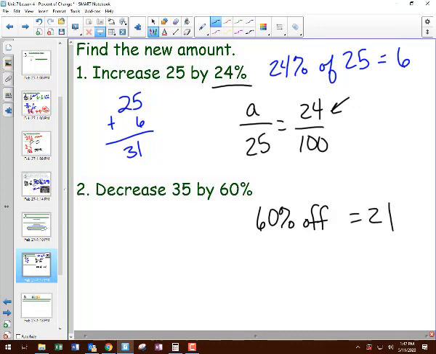Now, what did we do last time? Last time we had to add it. This time it's decreasing, so we're going to go 35 minus 21, and that's going to give us 14. Okay, so if we decrease 35 by 60%, that's 14.